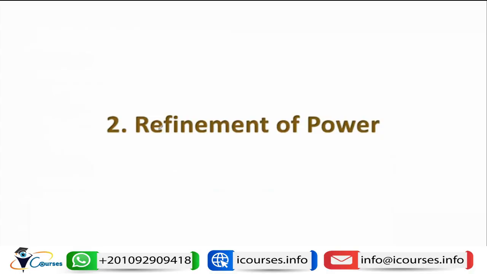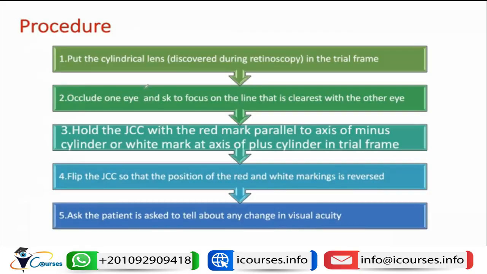So let's continue the refinement of the power. How to refine the power? It will be the same process, but with slight modifications. We put the cylindrical lens discovered during retinoscopy in the trial frame, occlude one eye, and focus on the last line that is clear to the other eye.